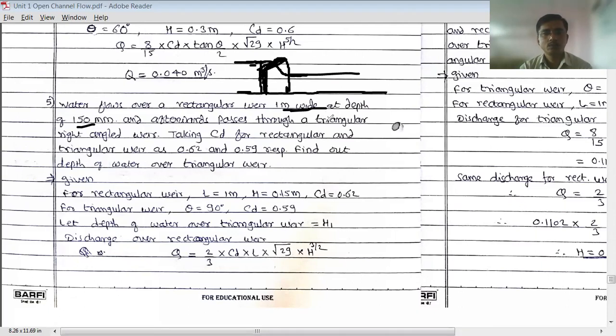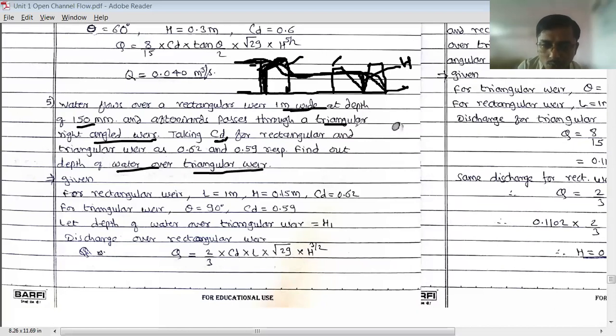Afterwards, water passes through a triangular right angled weir. Right after this, a triangular weir is provided here. It means after water flows over the rectangular weir, the same water is flowing through the triangular right angled notch or weir. The Cd of both is given, right? And it is asked to find out the depth of water over the triangular weir. This depth of water is nothing but capital H. We have to find it here.